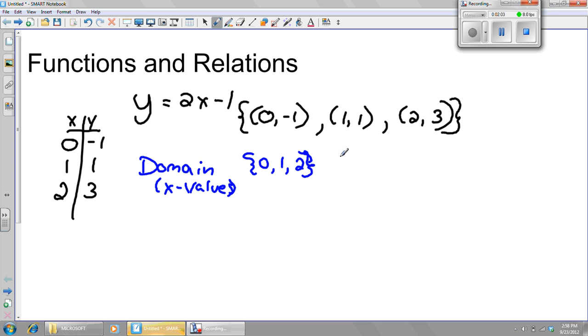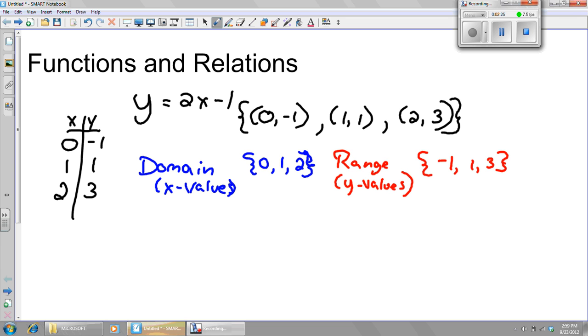Well, then you also have your range, and your range is the y values. I'll bet you already knew that after I said the domain was the x values. And the range for this relation would be -1, 1, and 3.